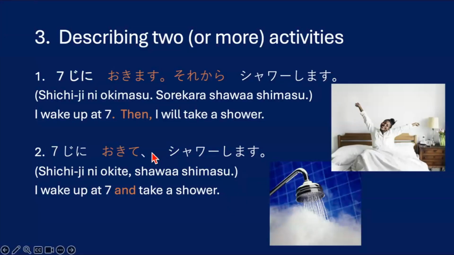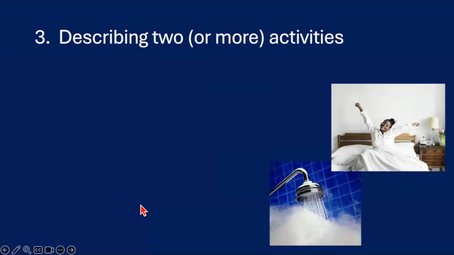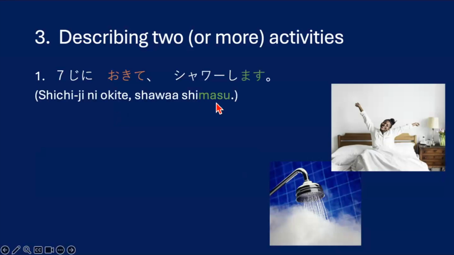All right, so let's look at the same actions. 7時に起きてシャワーします。So if you end your sentence with します, masu, then you do it. Maybe you do this every day. It's a routine. All right. So as I said, 起きて doesn't tell me whether it's past, present, or future. I have to look at the ending verb ending here and go, okay, this is imperfective.